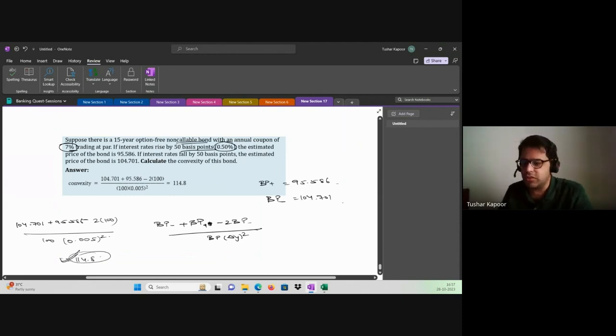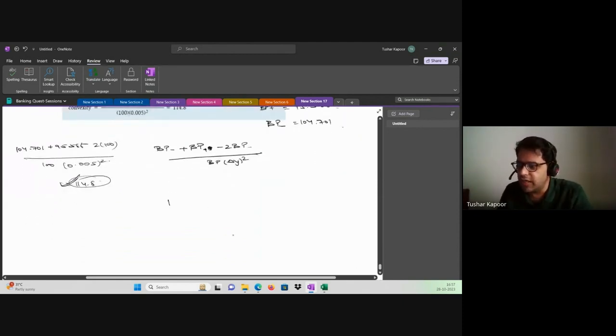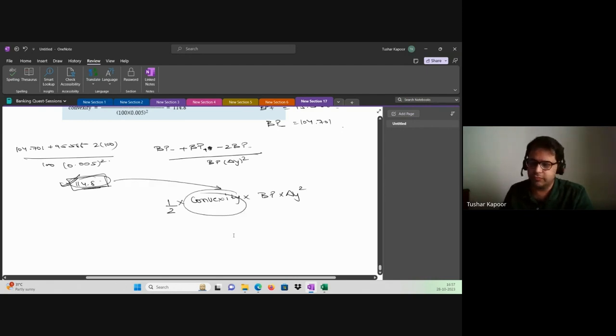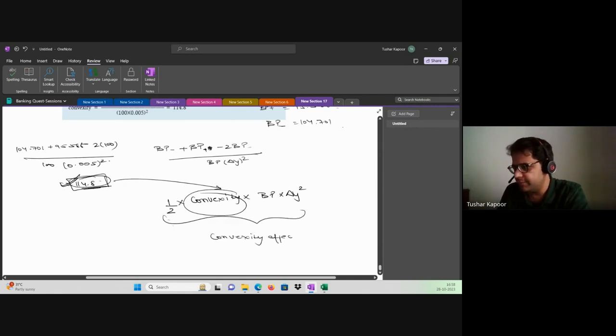If I have to actually use it, how would I use it for the convexity effect? I'll use half multiplied by convexity multiplied by bond price multiplied by change in yield square. So this 114.8 is the figure which is going to be used here if I have to calculate the overall convexity effect.